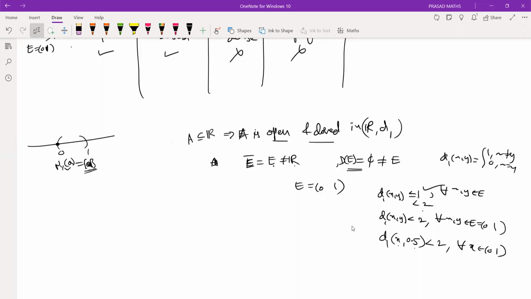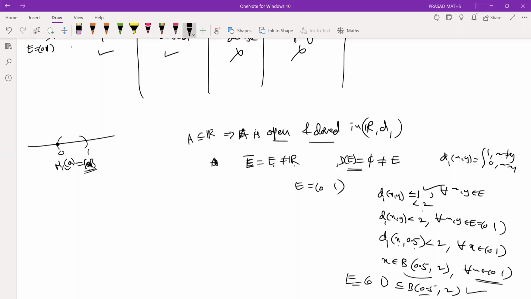Therefore, the distance between x and y being less than 2 means x is contained in the ball centered at 0.5 with radius 2, for every x belonging to (0, 1). Any point you take in the set is in the ball. This is nothing but E. Therefore, E is contained in some open ball centered at 0.5 with radius 2, so E must be bounded.